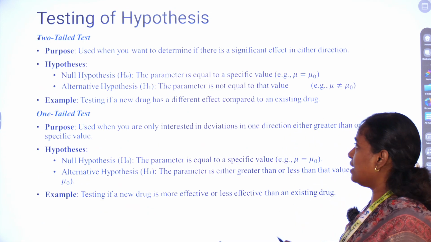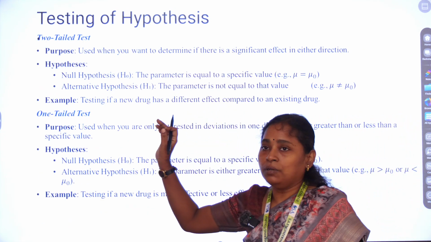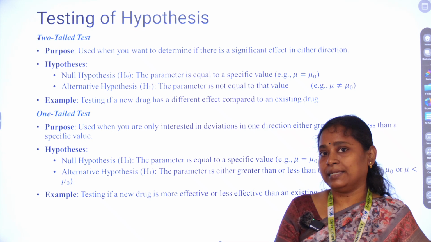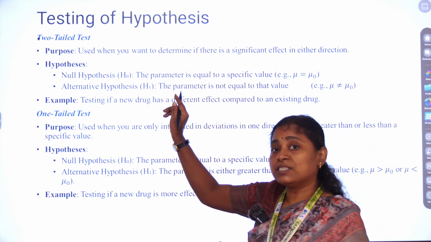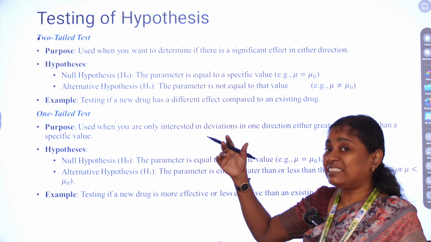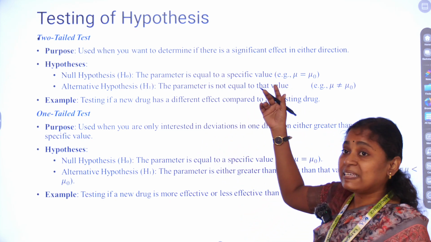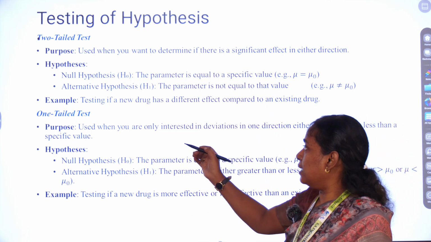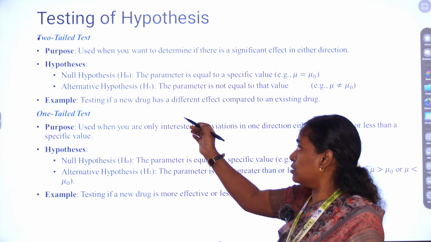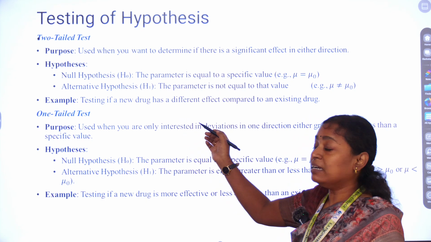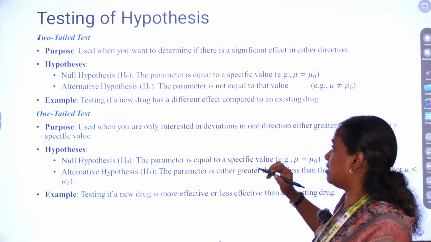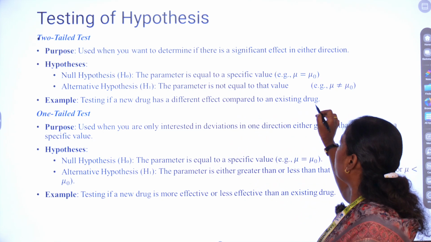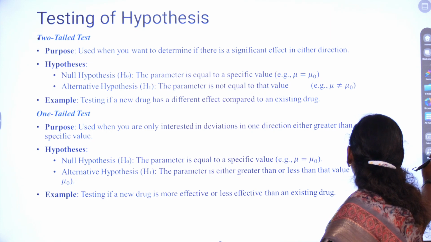The next terminology is test. There are 2 types of test. One is two-tailed test, another one is one-tailed test. So two-tailed test is used when you want to determine if there is a significant effect in either direction. For example, let us consider a new drug. Suppose we wanted to test whether a new drug has a different effect compared to an existing drug. So we are taking this as an example.